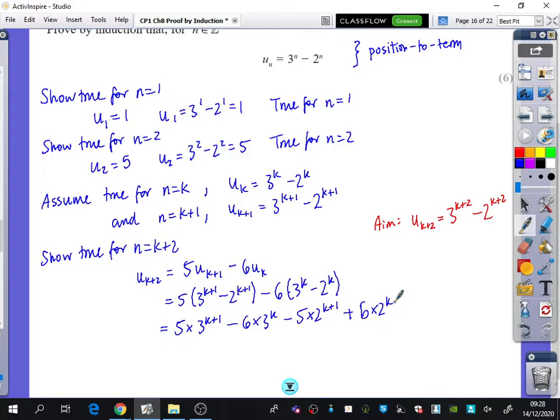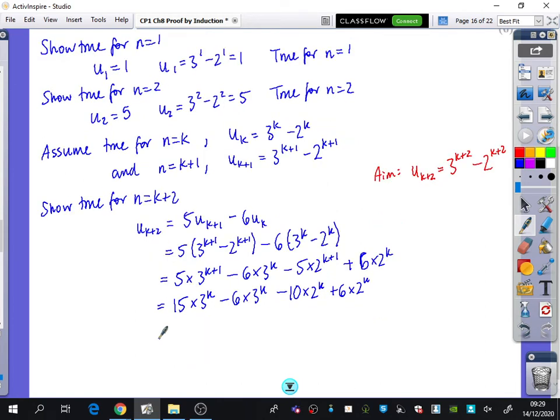What do you think we should do here? So you would take out a 3 from the 5 and times it by the 5. Yeah, so you're going to have 15 times 3 to the power of k minus 6 times 3 to the power of k. Same thing, you'll take a 2 out, so it's going to be minus 10 times 2 to the power of k plus 6 times 2 to the power of k. That's meant to be a 6. It's a rather strange looking 6.